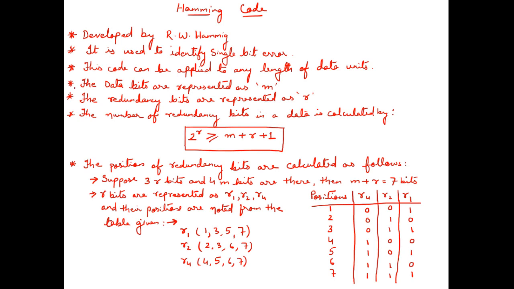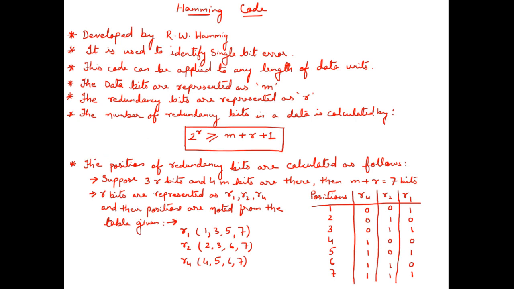So here the data bits which we are taking in Hamming code are represented as m. Okay, so we'll see how to represent that also. The redundancy bits are represented as r. These redundancy bits are responsible to check whether there is an error or not in a particular group of bits. We'll see those things in a detailed example, right? The number of redundancy bits in a data is calculated by 2 to the power r greater than or equal to m plus r plus 1. So this is the formula which will give us how many r bits or redundancy bits we need for a particular group of m bits, right?